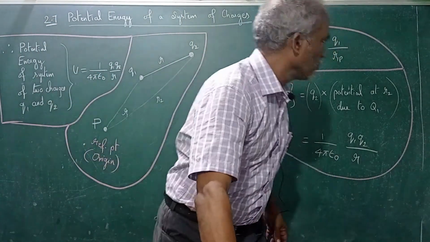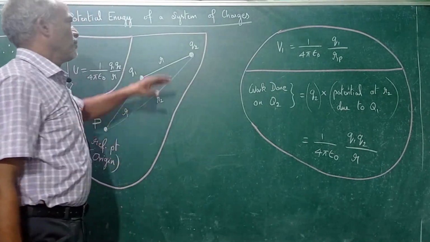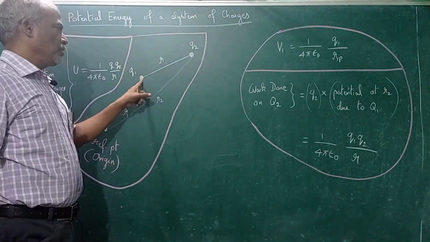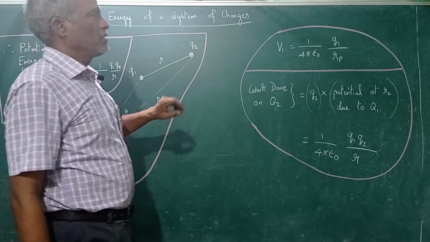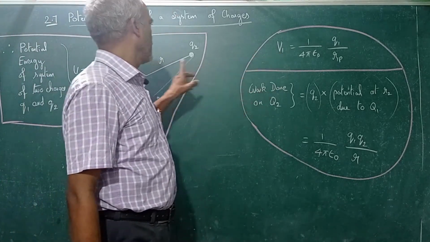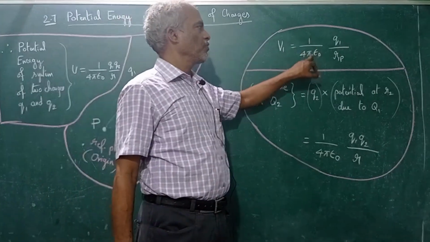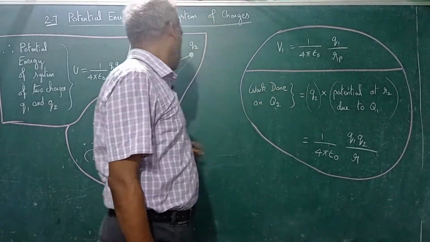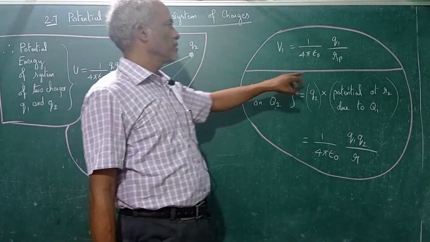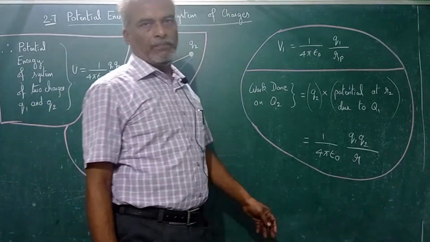So in that case, what will happen is, we are bringing from infinity to this point q1, and the reference point we have here as P. So in that case, the potential at this point is equal to 1 by 4 pi epsilon naught Q1, where Q1 is the charge, and the distance between the reference point P and Q1 is R1P.